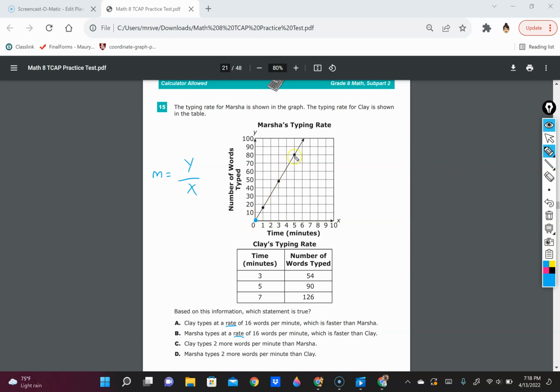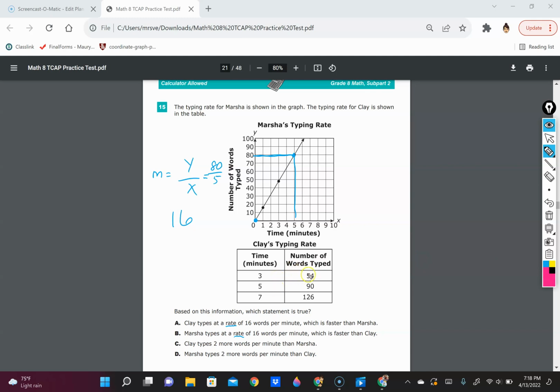If you notice, this dot right here is exactly in the corner of the square, and we can do 80 divided by 5. 80 divided by 5 gives us 16 words per minute. So Marcia is typing 16 words per minute.